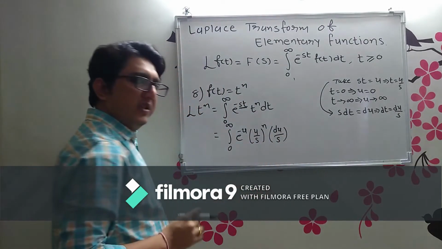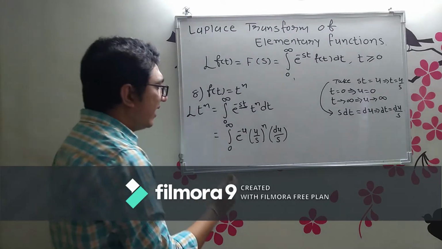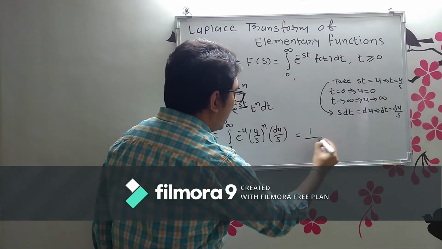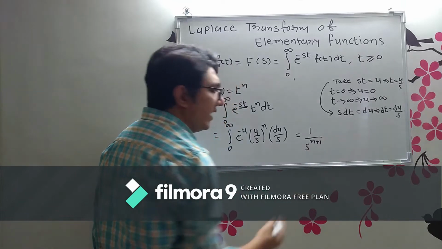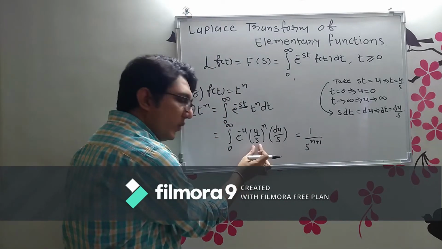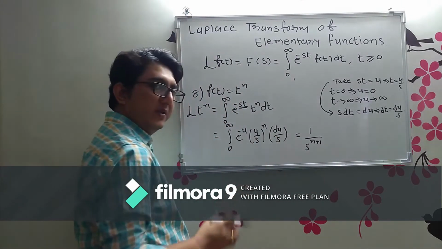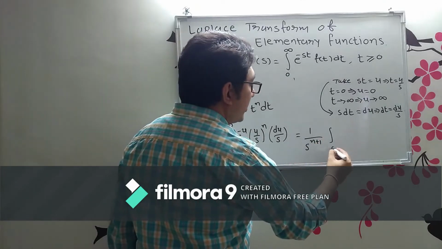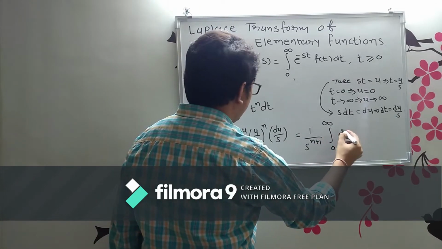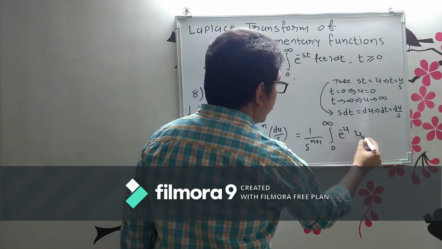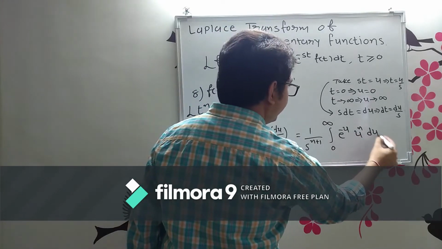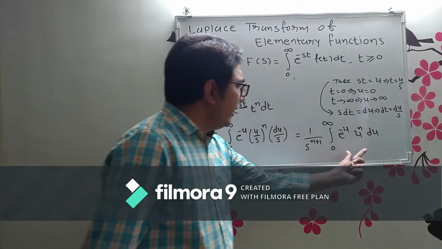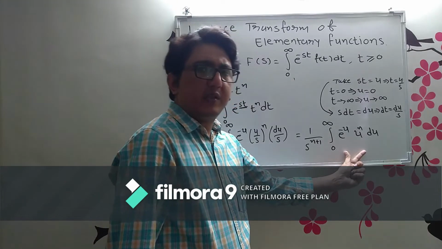Now s is constant, so you can take it outside. So I can write 1 upon s raised to n plus 1. Why is it s raised to n plus 1? s raised to n from here and one s from here. So s raised to n plus 1, integration 0 to infinity, e raised to minus u, u raised to n du.